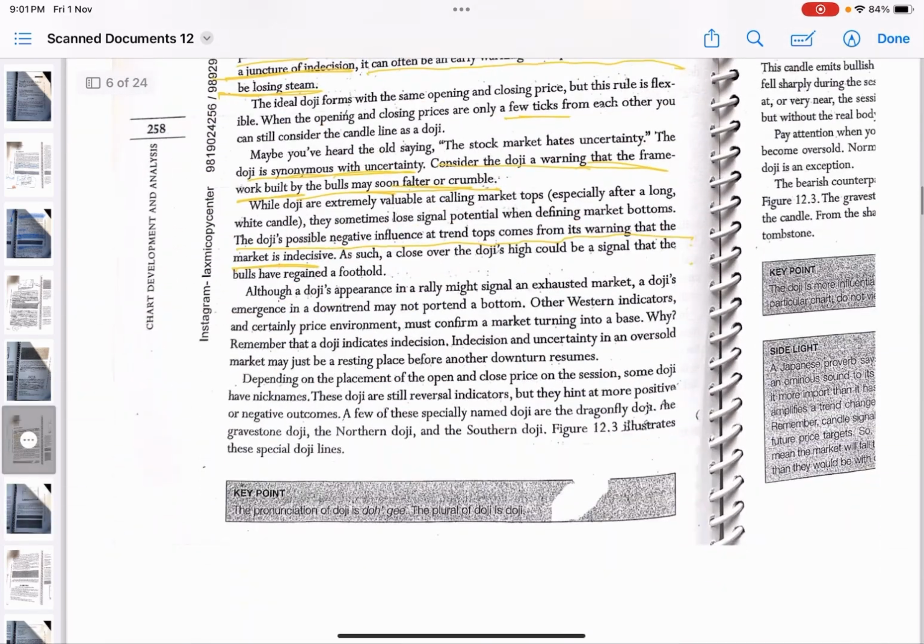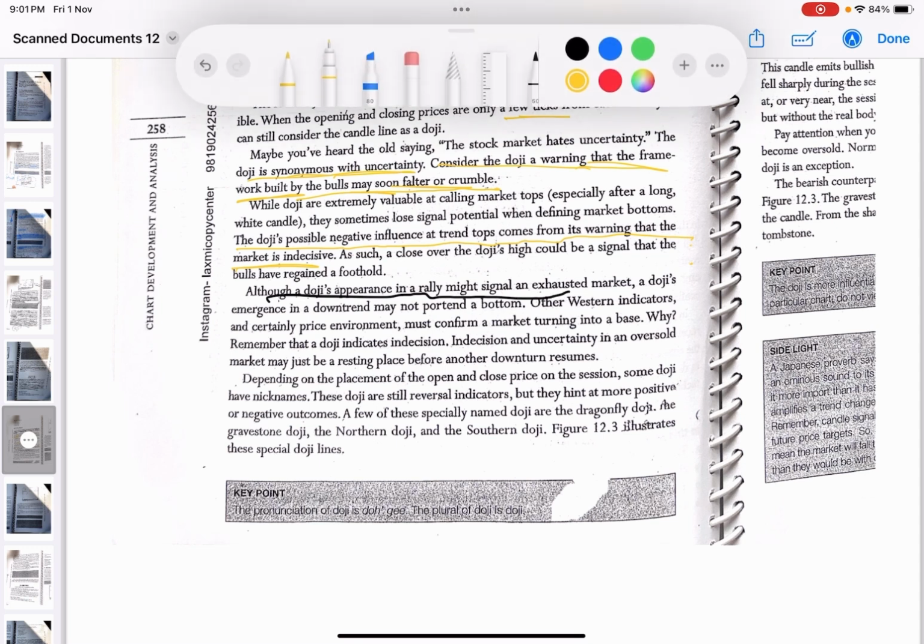Although a doji's appearance in a rally might signal an exhausted market, a doji's emergence in a downtrend may not portend a bottom. Okay, so keep that in mind. Doji in an uptrend can mean that it will go down, but doji in a downtrend doesn't mean that the market is going to go up. When a doji is formed in an uptrend, for a reversal, it is a better option as compared to a doji which is formed in a downtrend.